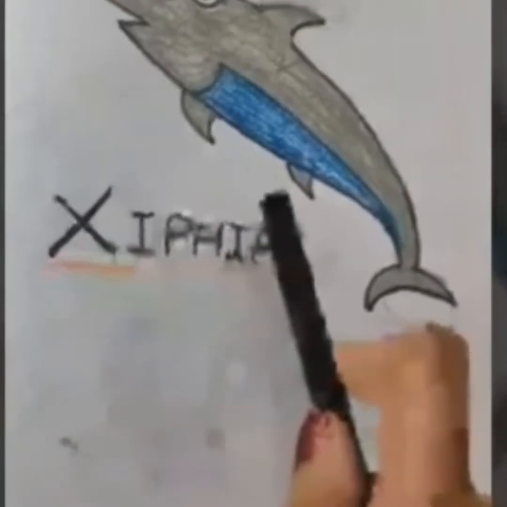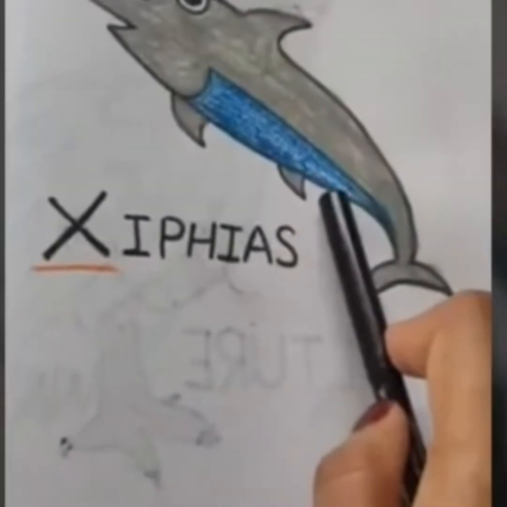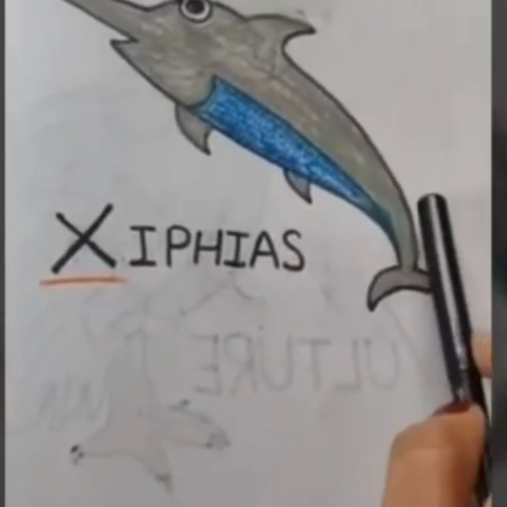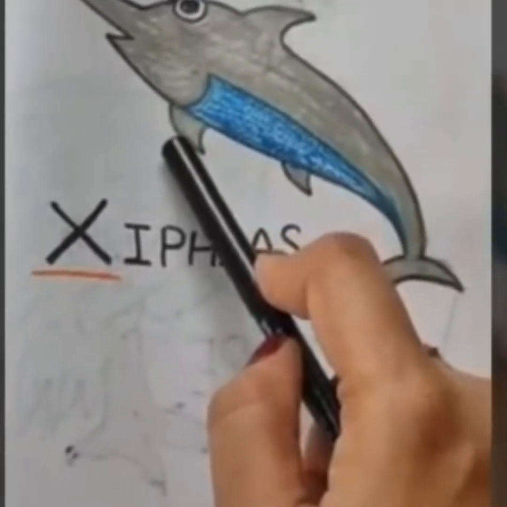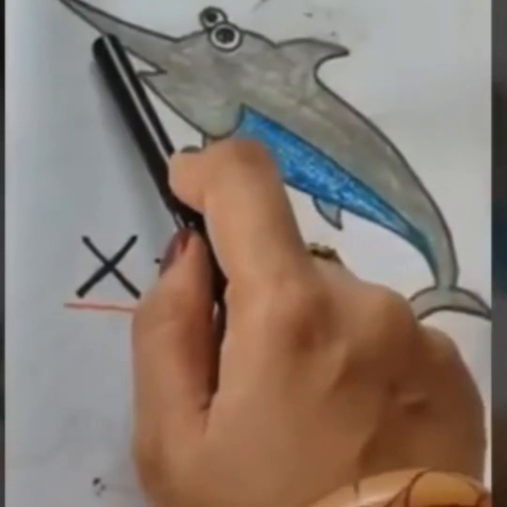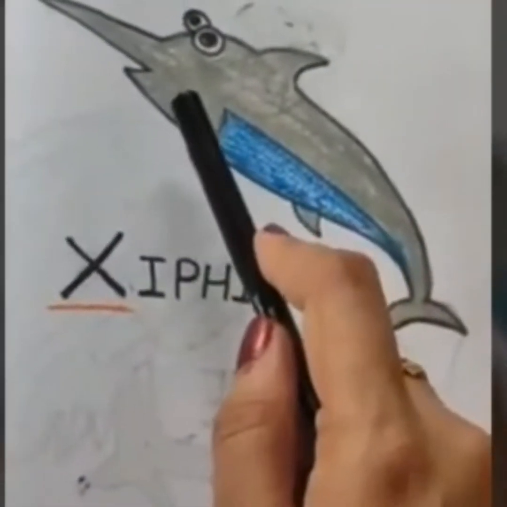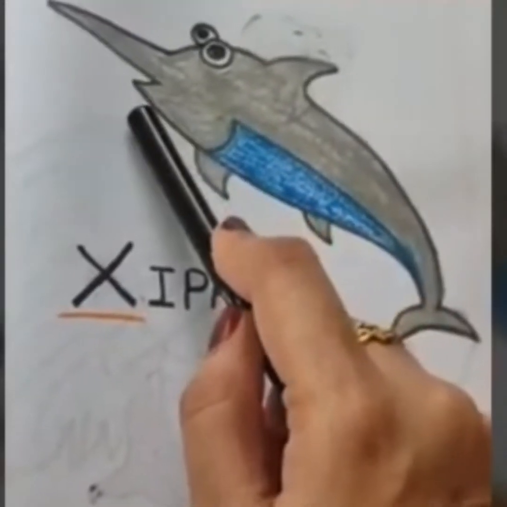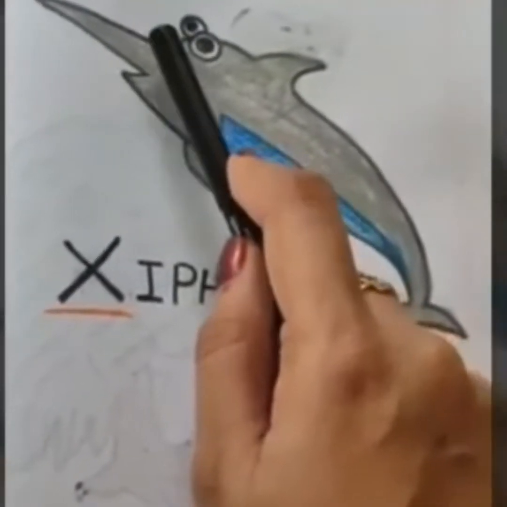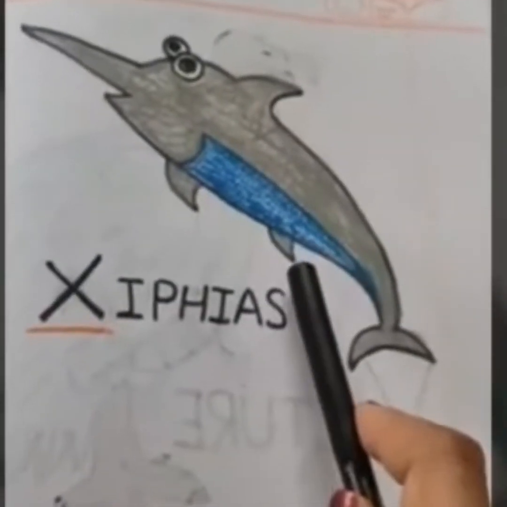X for Zephyrs. Do you know what is Zephyrs? Zephyrs is a swordfish having a long, pointed and bony beak. Well, it usually has two tusk-like teeth in the lower jaw and no teeth in the upper jaw. X for Zephyrs.